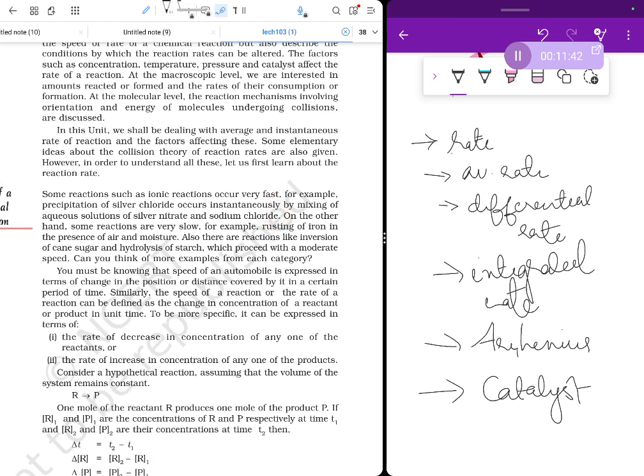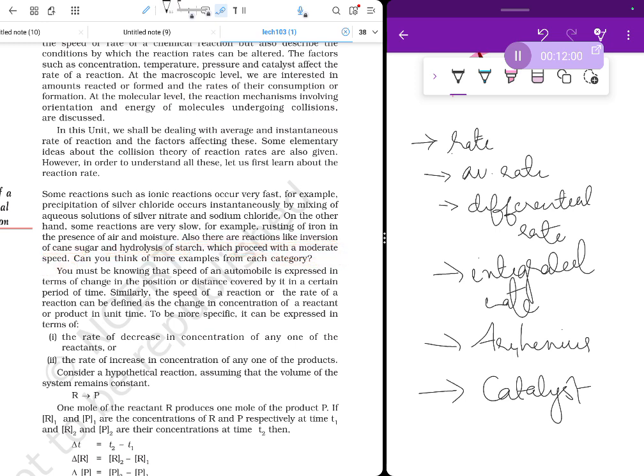On the other hand, some reactions are very slow. Which are the very slow ones? For example, rusting of iron in the presence of air and moisture. Also there are reactions like inversion of cane sugar and hydrolysis of starch, which proceed with a moderate speed.